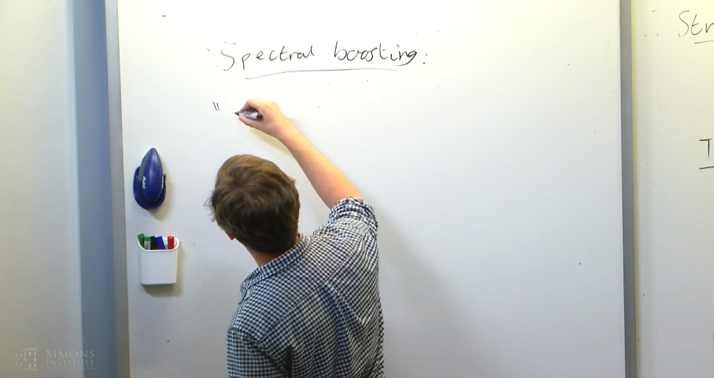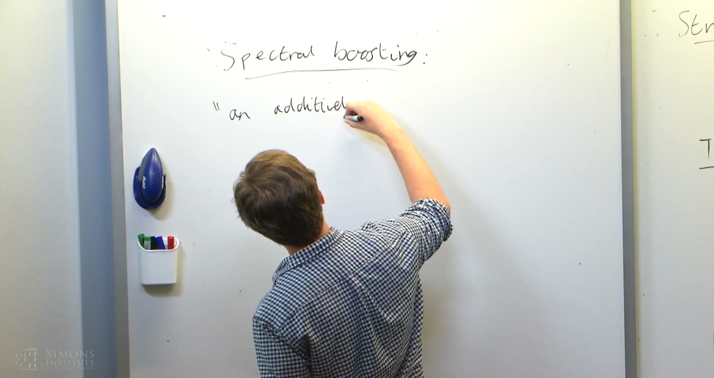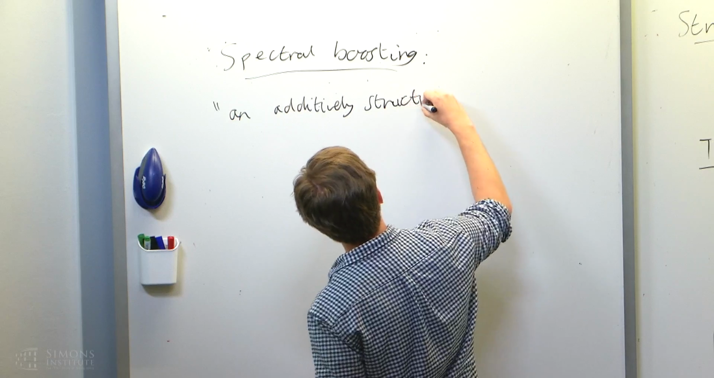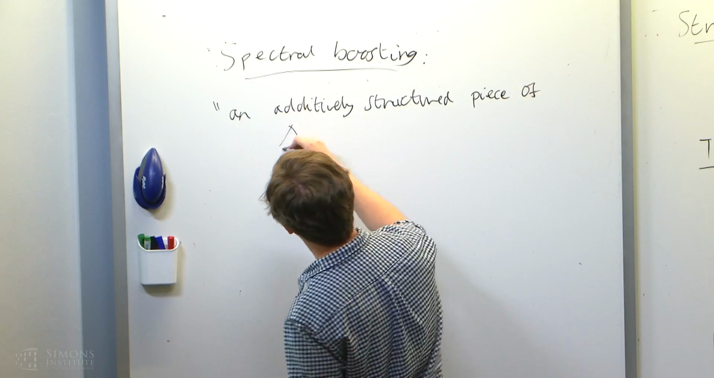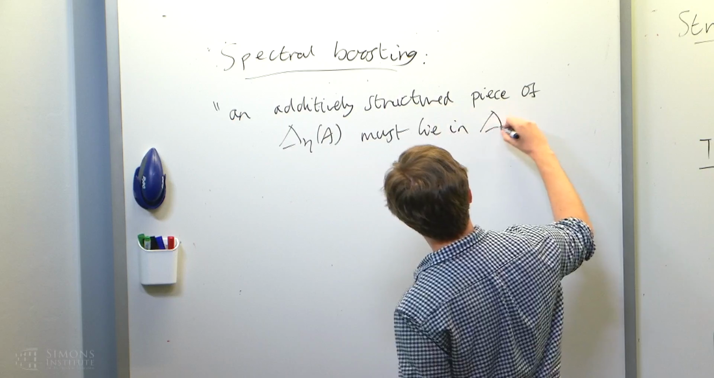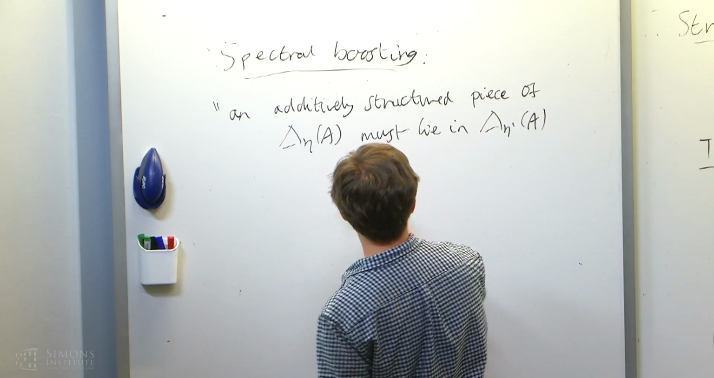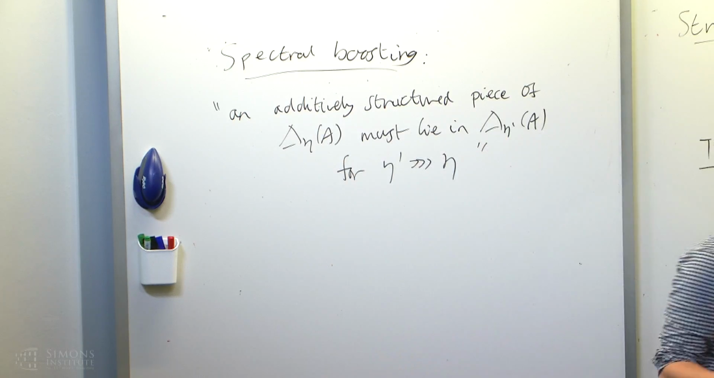And the idea is that an additively structured piece of the eta level spectrum must lie in some larger spectrum. If I have a subset of a spectrum and I sort of get for free that it's additively structured in some way as a set, then I get for free that in fact the Fourier coefficients must be much larger on that set than I would naively expect them to be.